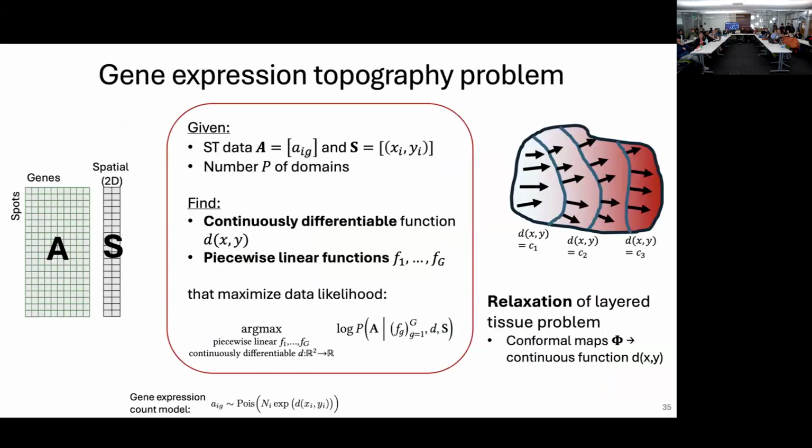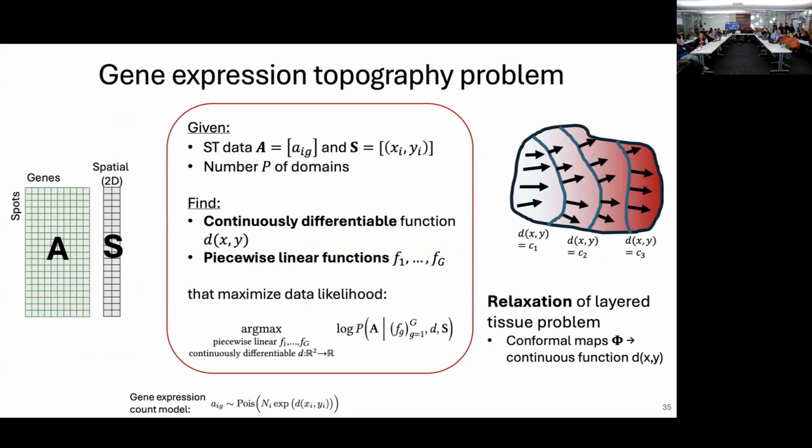And so with this general model, you can pose a kind of problem of learning this isodepth coordinate from data. Again, you have your spatial data, this gene by spot matrix and these 2D spatial coordinates. And what you would like to learn is this isodepth function, which you have to assume is continuous and differentiable because you're taking the gradient, and these piecewise linear functions, again, that best fit your data.